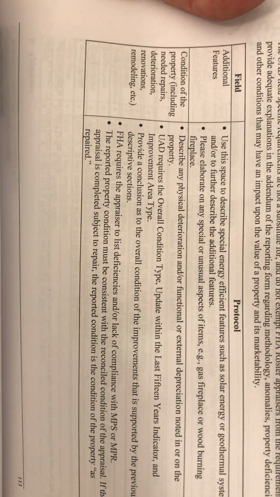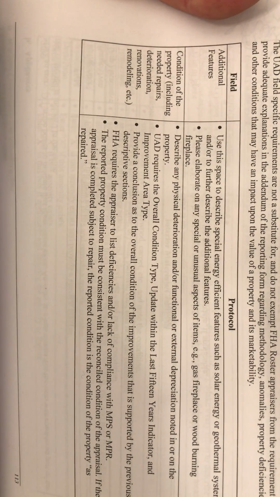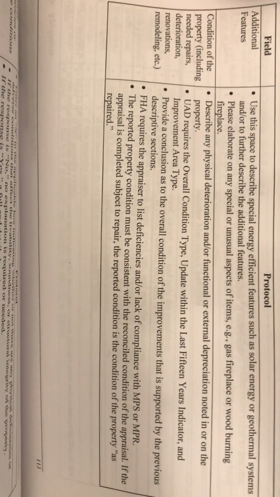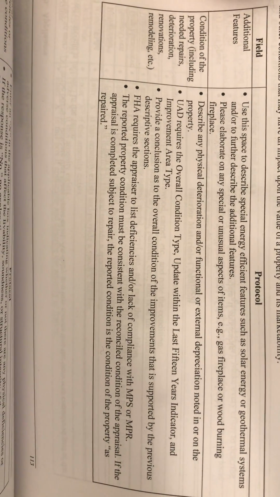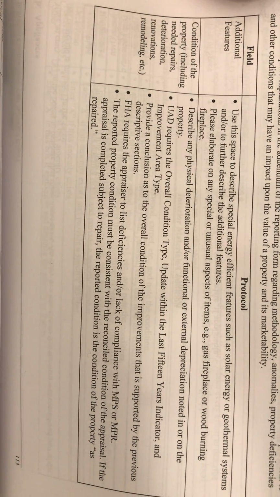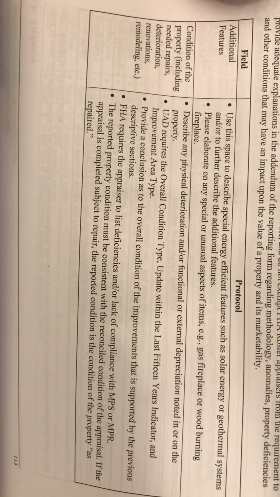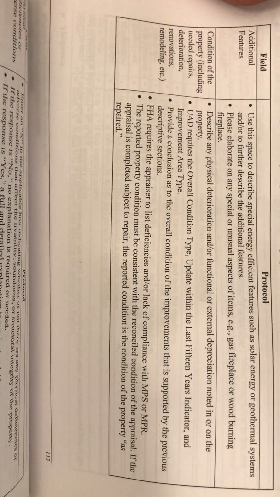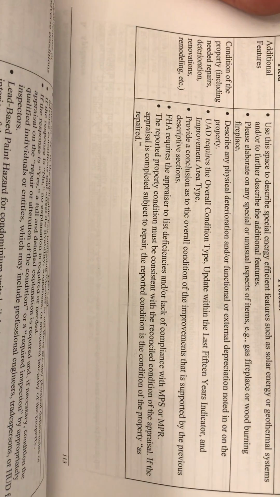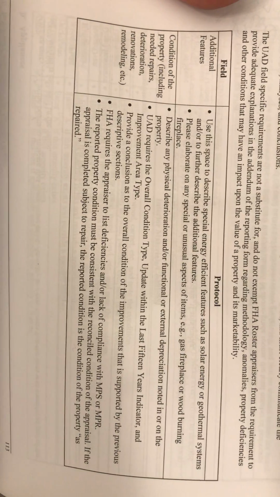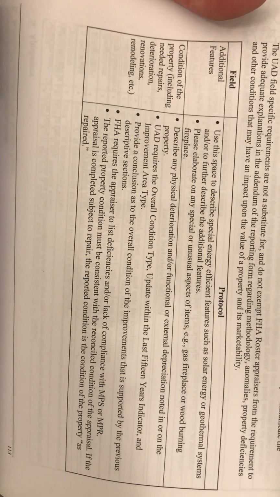Field: condition of the property, including needed repairs, deterioration, renovations, remodeling, etc. Protocol: describe any physical deterioration or functional or external depreciation noted in or on the property. UAD requires the overall condition type, update within the last 15 years indicator, and improvement area type. Provide a conclusion as to the overall condition of the improvements that is supported by the previous descriptive sections.